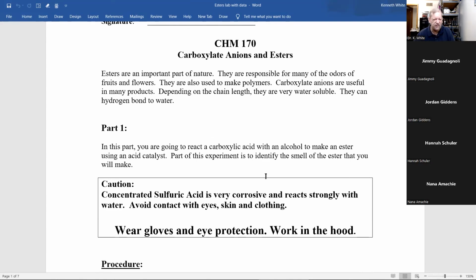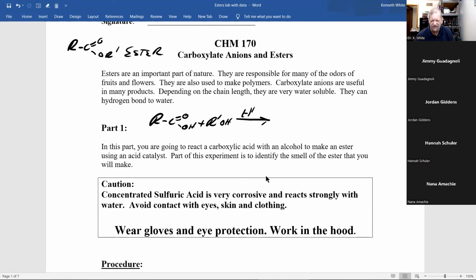What is an ester? Carbonyl with an R group, oxygen with R prime, ester. And how do you make esters? Pay attention. You take a carboxylic acid and react it with an alcohol in the presence of acid.